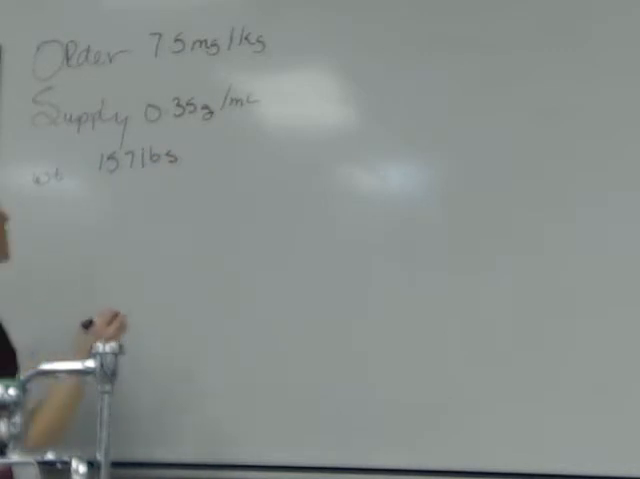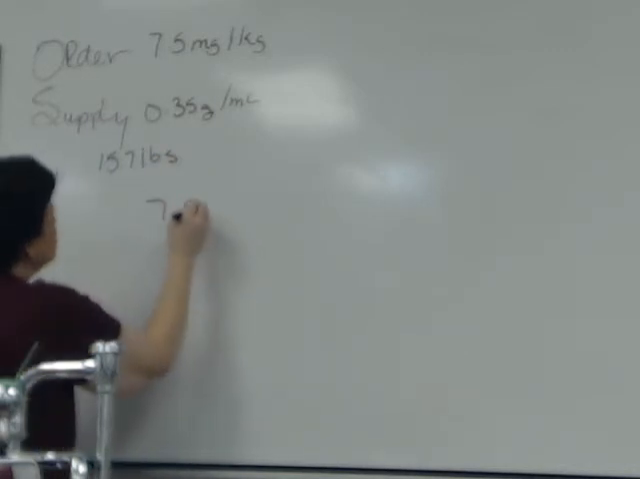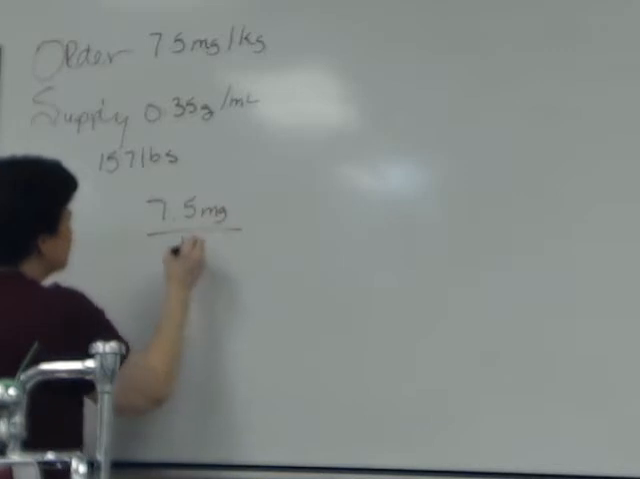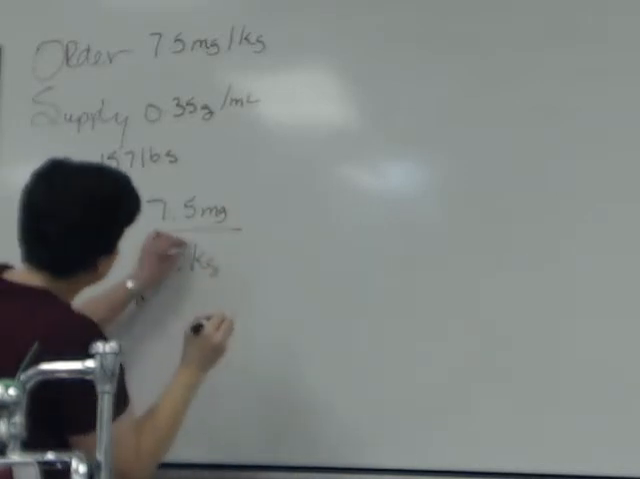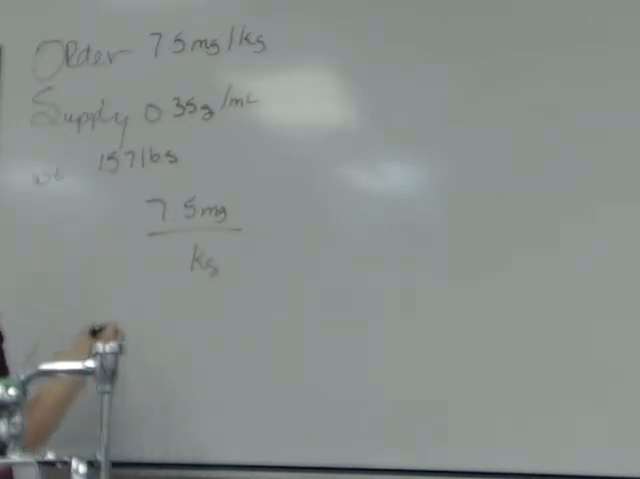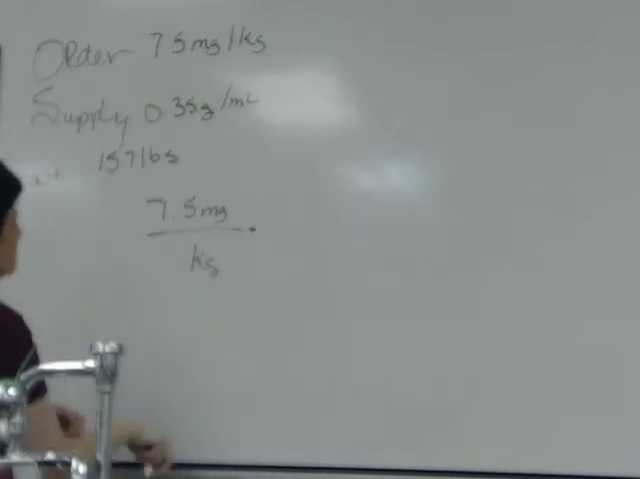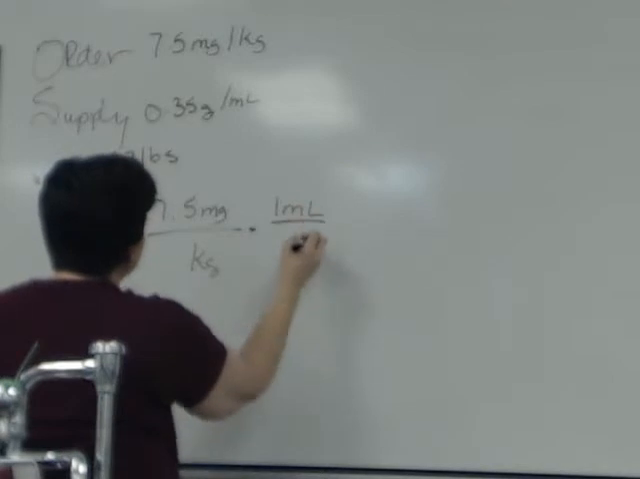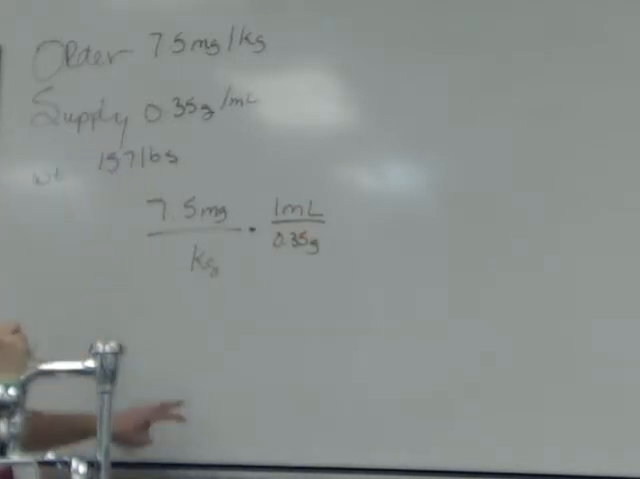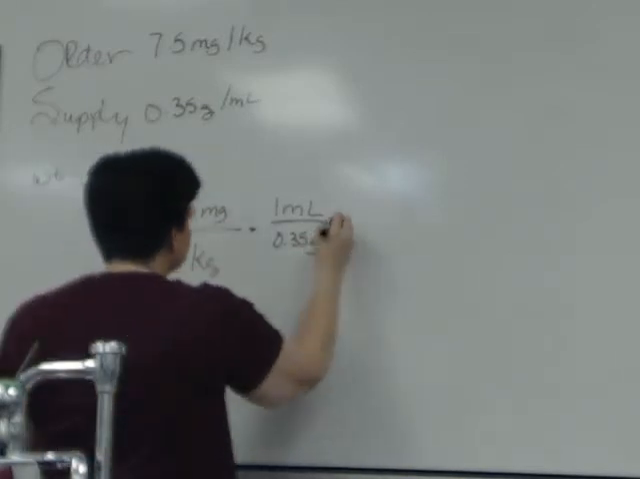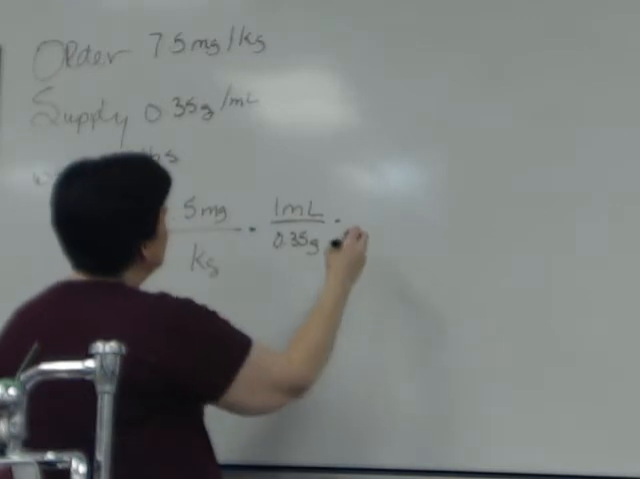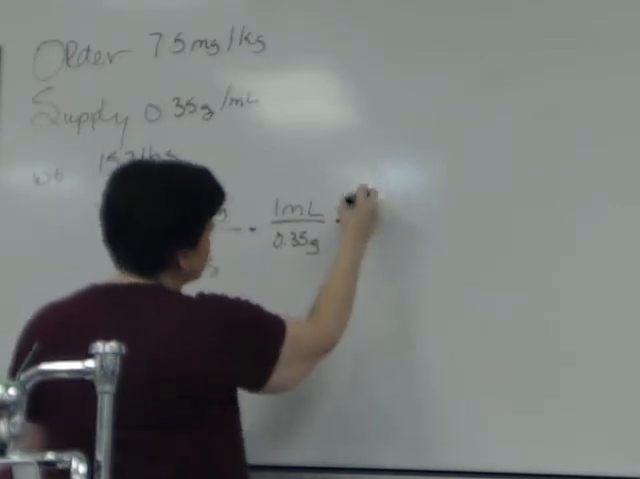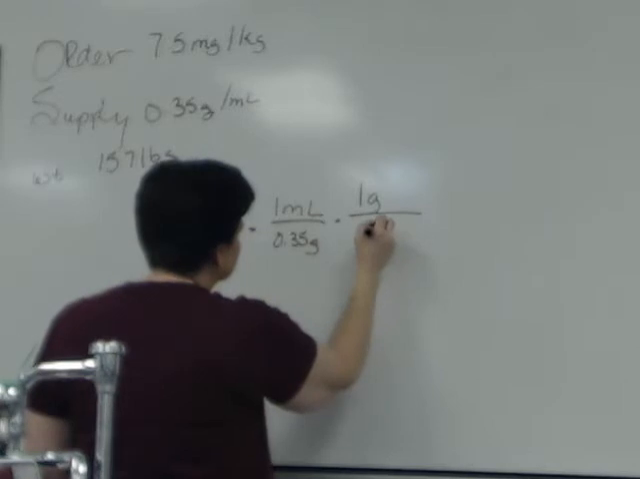Okay, so we're going to start off with our order. 7.5 milligrams over 1 kilogram, or per kilogram. Now we have our milligrams here, so we have to have our grams on the bottom. So 1 milliliter of our supply is 0.35 grams. Now we need to go ahead and do our conversion for our milligrams and grams. So we have grams on the bottom. I need grams on the top. 1 gram is 1,000 milligrams.